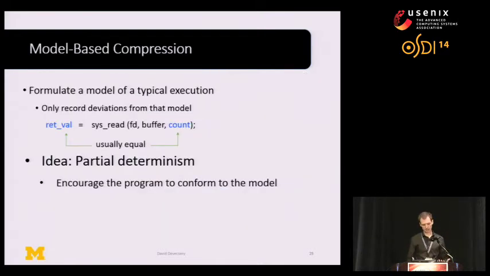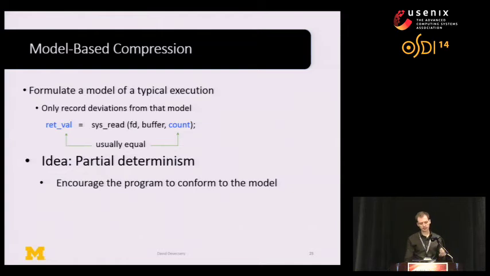So the idea with model-based compression is that when we're recording data on our system, we're recording the non-determinism to our process. But because the data is non-deterministic, that doesn't mean that it's not predictable. In model-based compression, we're going to predict what the data will be. And we're only going to record a deviation from our prediction. For example, system calls all have a return value. That return value is typically non-deterministic. You could have an error at any point in time.